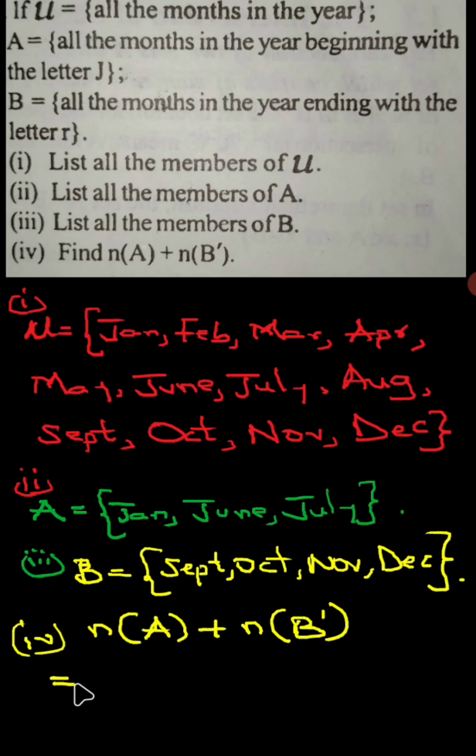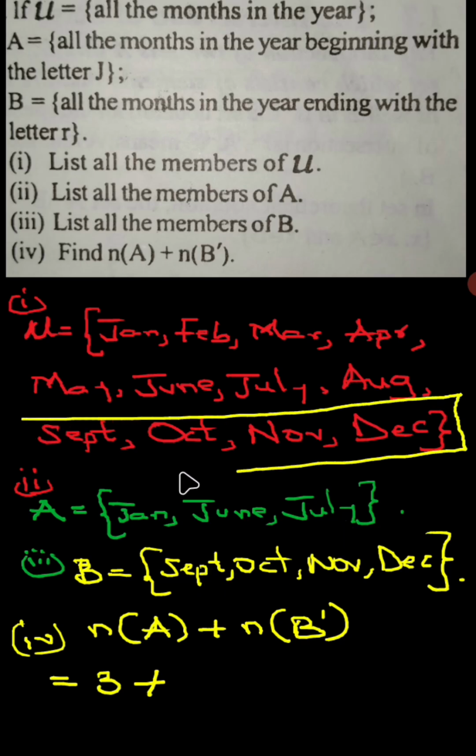So we're just going to say cardinality of set A. How many elements are inside set A? That is 3: 1, 2, 3. Then plus the cardinality of set B complement. How many elements are inside the universal set but not in B? That is the B complement, right? So we cancel all this out from the universal set and count the rest. We have January, February, 1, 2, 3, 4, 5, 6, 7, 8. So that's 3 plus 8, and that's going to give us 11.